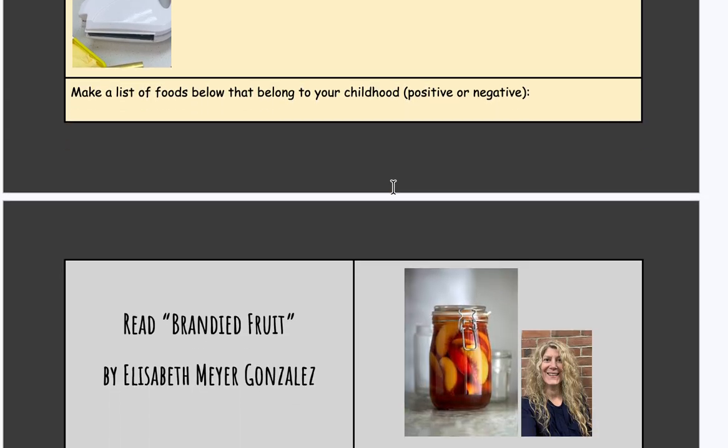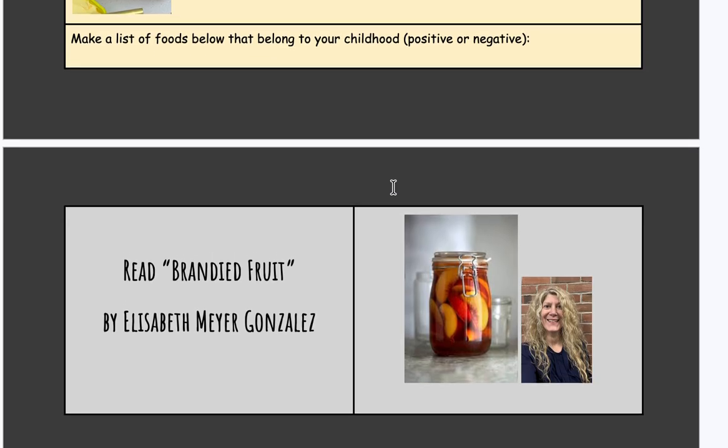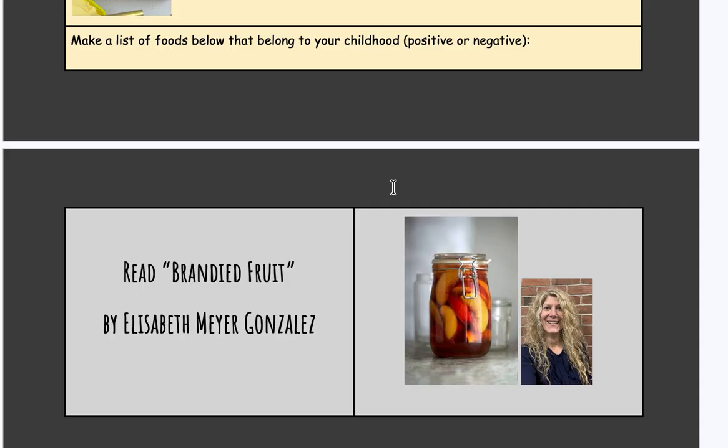Then I'm going to have you make a list of foods that belong to your childhood, positive or negative. There's a really famous chef called Roy Choi, and he published a recipe in the New York Times for ramen noodles with American cheese on top. And he has a really wonderful story about how that's childhood comfort food, especially because his mom always made incredibly healthy foods all the time and even sold kimchi to other families. And so ramen noodles with American cheese on top was his at-home comfort loving food.